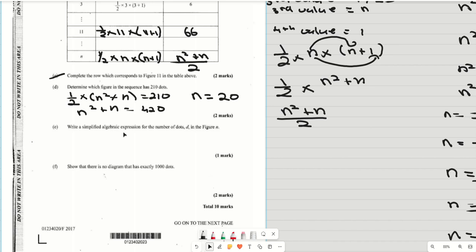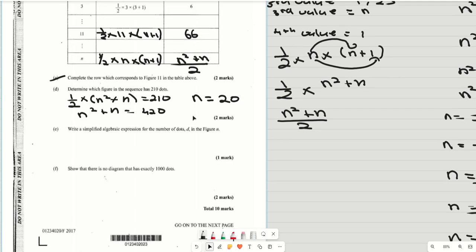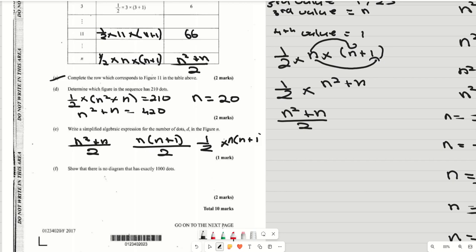Write a simplified algebraic expression for the number of dots d in figure n. We already did it. You can have different answers. You could have n squared plus n over 2, or n open bracket n plus 1 all over 2, or a half multiplied by n plus 1 all over 1. You could have done this, it doesn't matter. We already simplified, which was this when we found the formula.